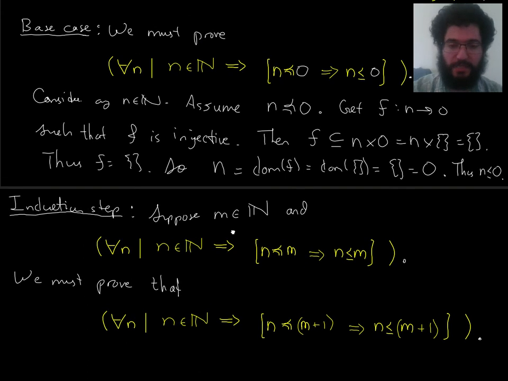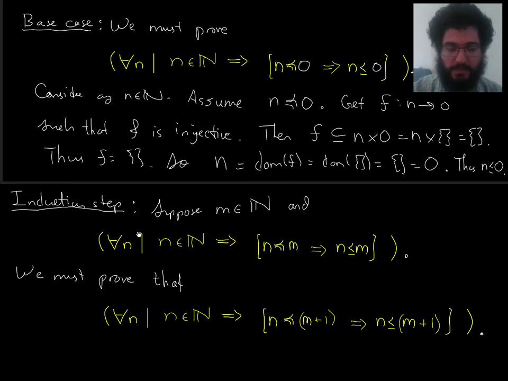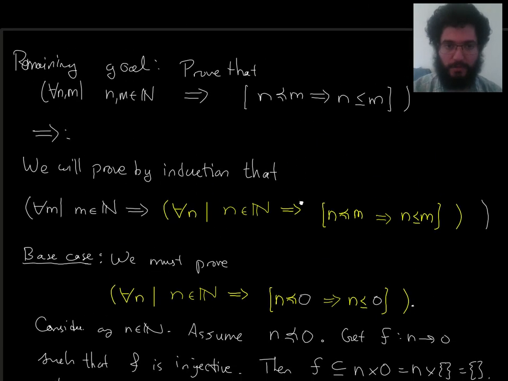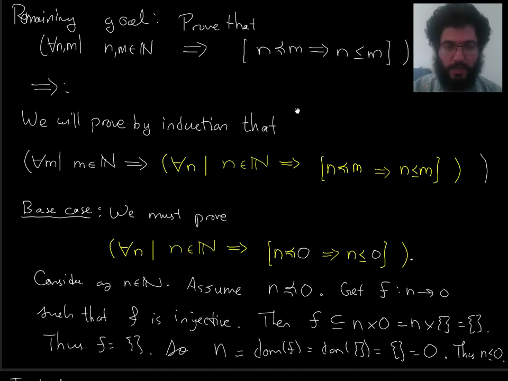So in the previous lecture, we were carrying out the induction step for theorem 122. And let me remind you where we were. We had already proven one direction of it, and we were still needing to prove this direction. So our remaining goal was to prove that for any natural numbers n and m, if there's an injection from n to m, then n is less than or equal to m.